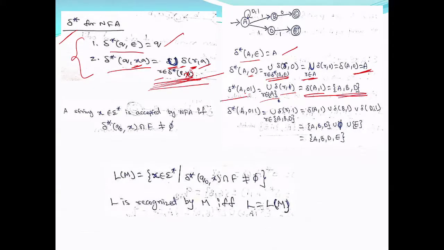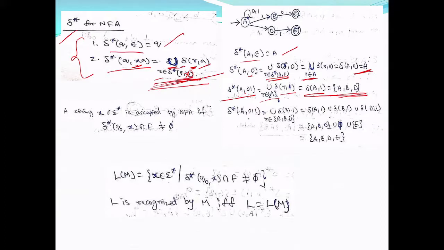So that means if you start in state A and give 0 1 as input, you will end up in either A or B or D. It can take a choice. So I am showing you, you may end up in A, or you may end up in B, or you may end up in D.